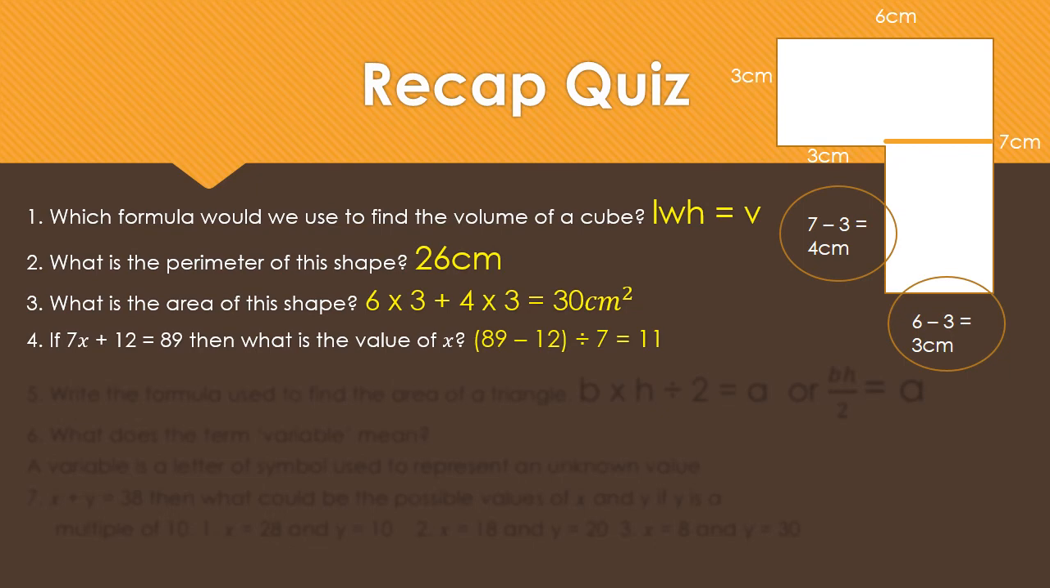What's the inverse of times? Good, it's division. So 89 minus 12 gives us 77. 77 divided by 7 gives us 11. So our answer is 11.